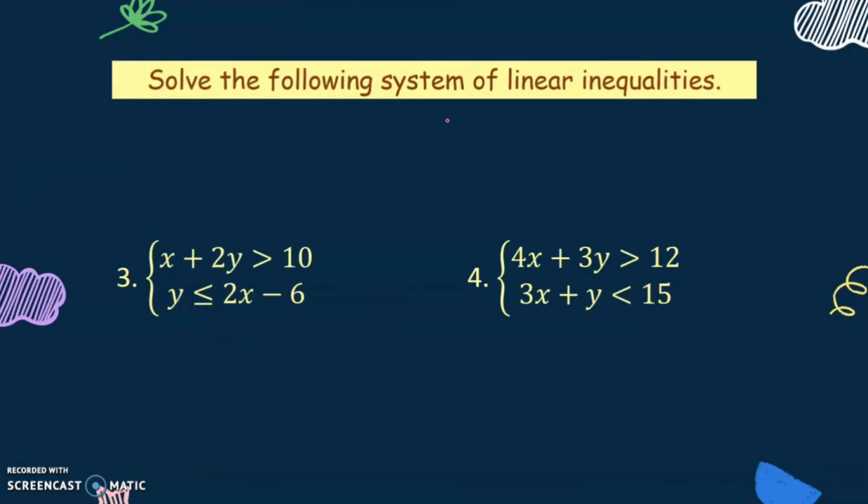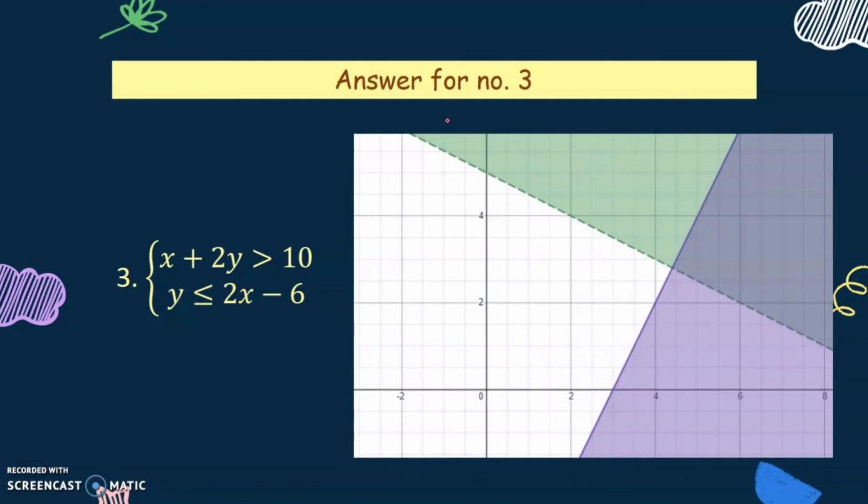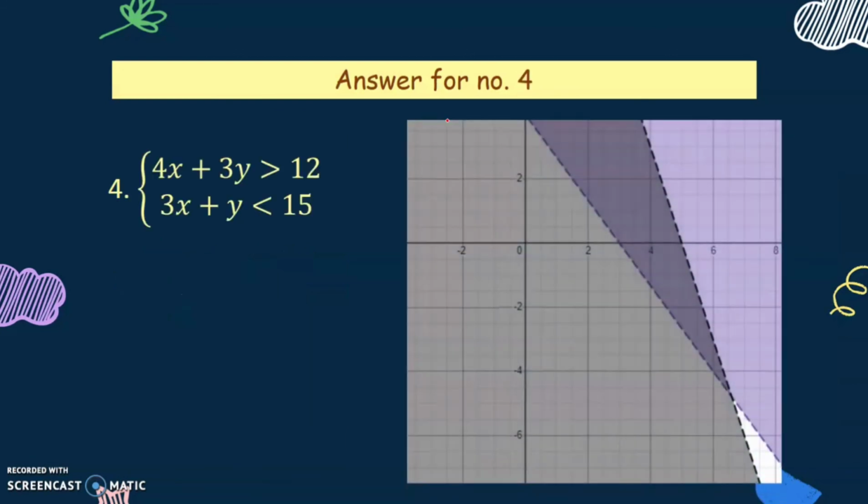Now your turn. Solve the following system of linear inequalities. You may pause the video and try to solve the following system. So for number 3, this is the graph or the solution of the given system of linear inequalities. Then for number 4, this is the graph and solution of the given system of linear inequalities.